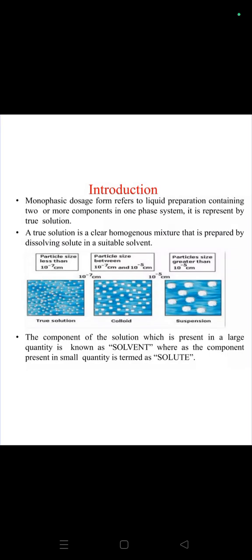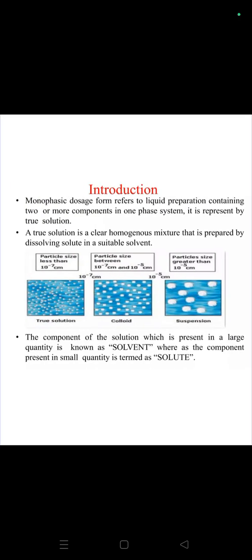Introduction. Monophasic dosage form refers to liquid preparation containing two or more components in one phase system. It is represented by true solution. A true solution is a clear homogeneous mixture that is prepared by dissolving solute in a suitable solvent. The component of the solution which is present in a large quantity is known as solvent, whereas a component present in small quantity is termed as solute.